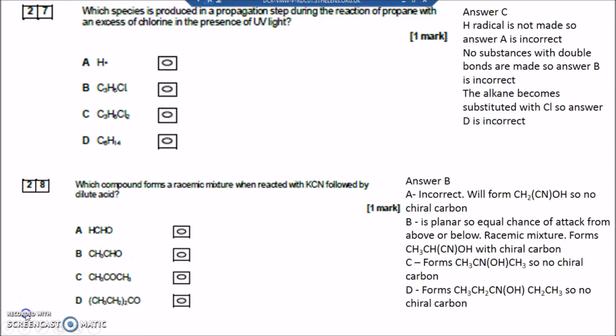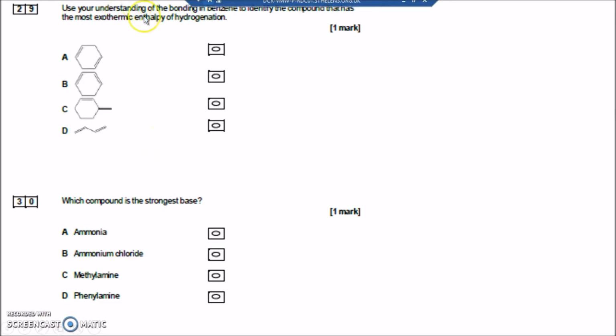Your answer is B. Question 29. A tough question this. Use your understanding of bonding in benzene to identify the compound that has the most exothermic enthalpy of hydrogenation.